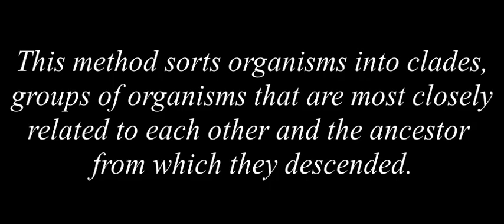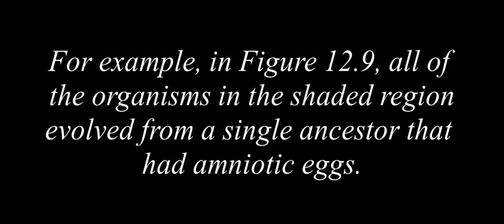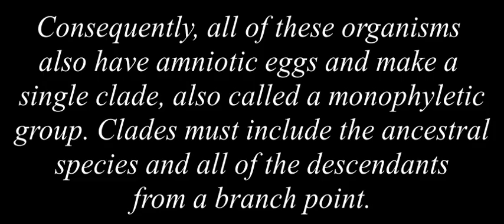This method sorts organisms into clades, groups of organisms that are most closely related to each other and the ancestor from which they descended. For example, in Figure 12.9, all of the organisms in the shaded region evolved from a single ancestor that had amniotic eggs. Consequently, all of these organisms also have amniotic eggs and make a single clade, also called a monophyletic group. Clades must include the ancestral species and all of the descendants from a branch point.